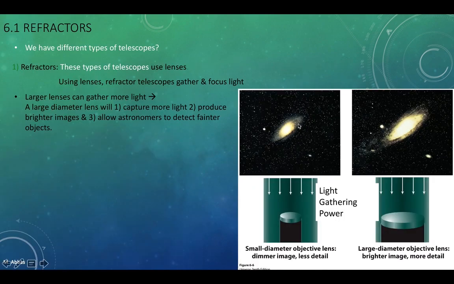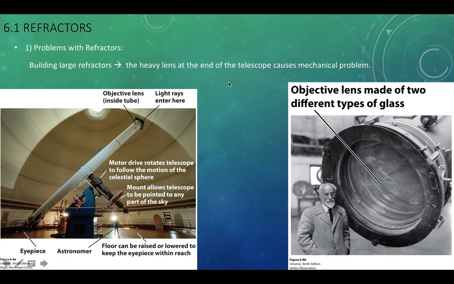And this is a clear example of the same object. One here looks better than the other because the telescope used here is more powerful than the telescope we have over there. So yeah, this is the main reason why we tend to like larger telescopes. This is an example of a refractor telescope. You see it's a very large tube. At this part of the tube we have what we call the objective lens right there, and this is similar to the lens I have showed you earlier.